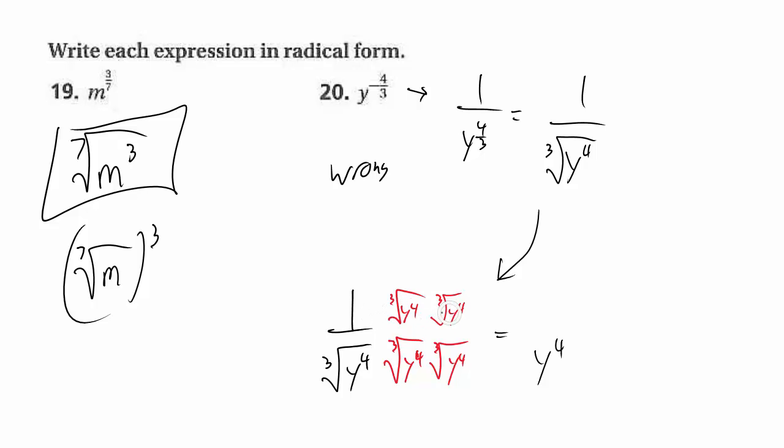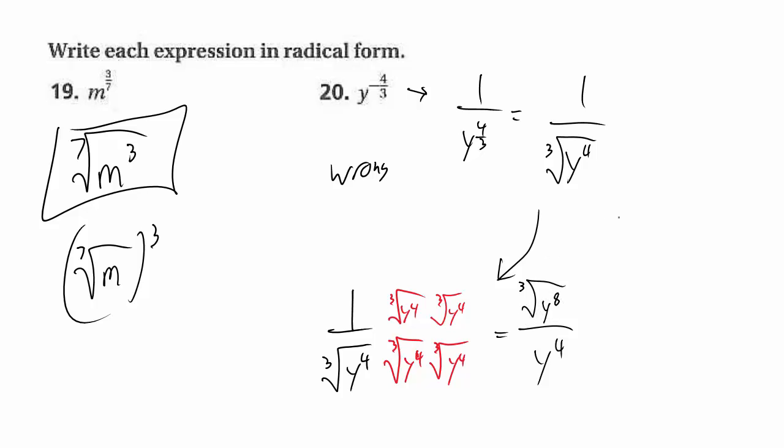The numerator becomes, let's see, there's 2 y to the fourths inside of a single cube root. So I can write that all as one cube root. And then it's really y to the eighth inside of a single cube root, like so. But I can simplify this radical.